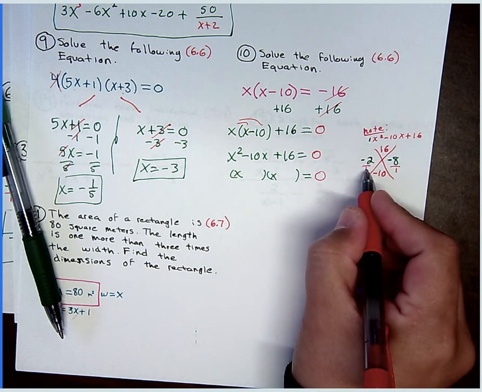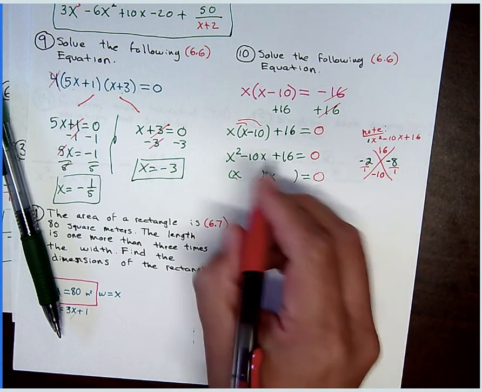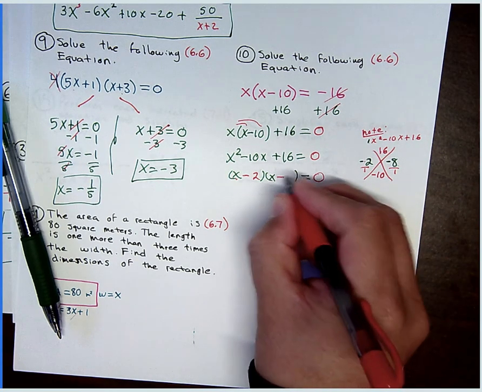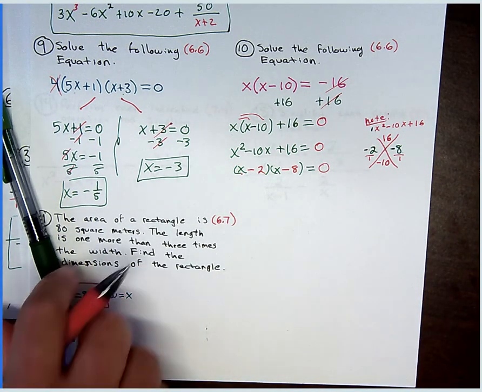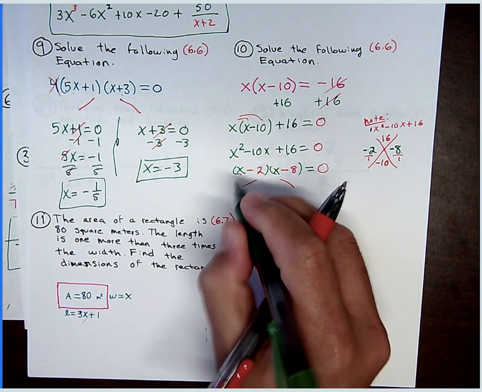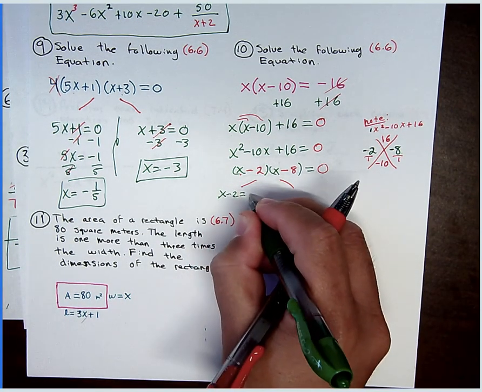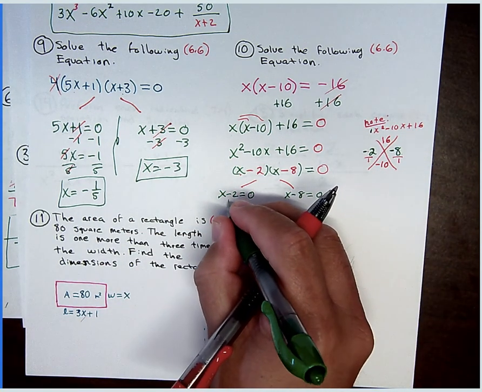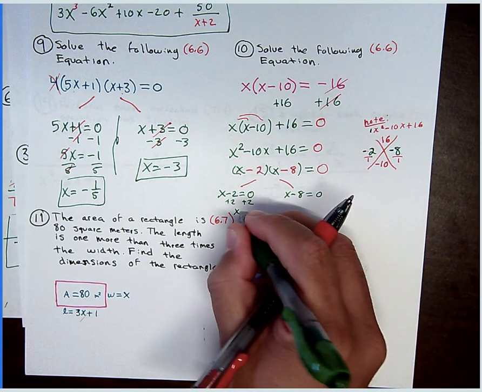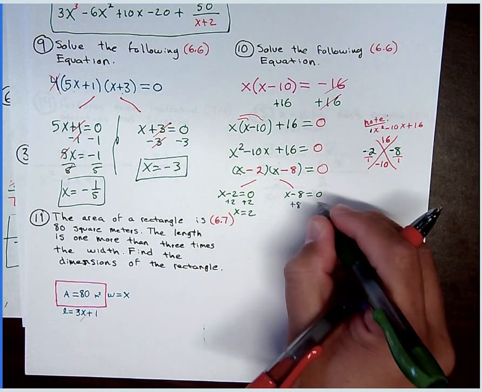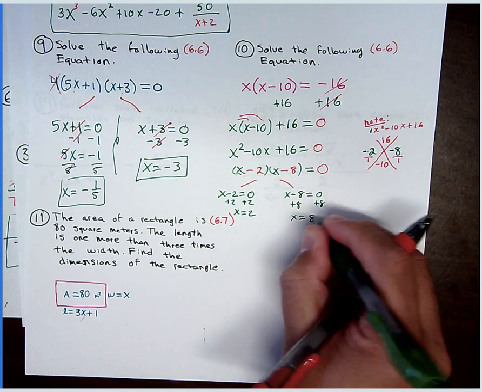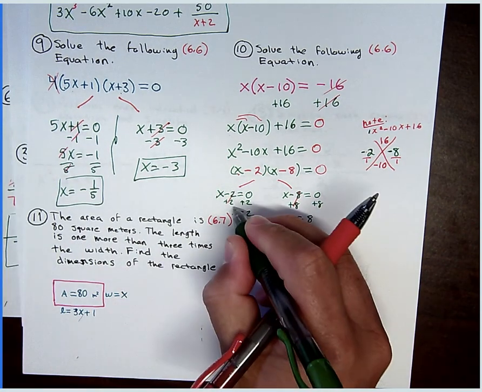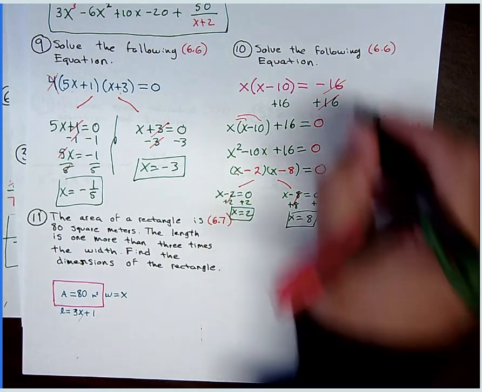So that tells you there's 1x, it's right here, minus 2. And there's 1x, minus 8. Okay, so now from here, you split them like that. x minus 2 equals 0, and then x minus 8 equals 0. And then you solve: plus 2 plus 2, so x equals 2, plus 8 plus 8, so x equals 8. So these are the solutions for this one, for number 10.